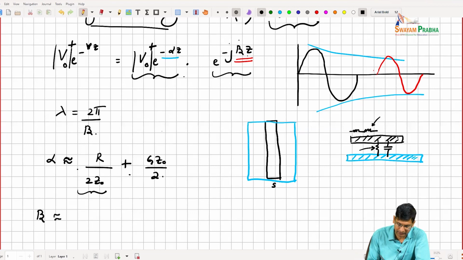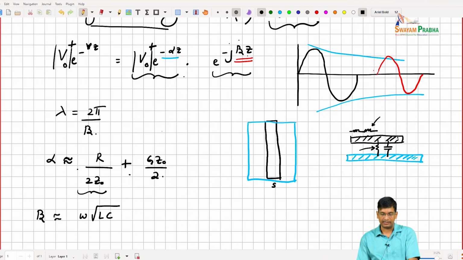And beta itself, we can approximate as omega square root LC. So this basically says that as I increase the product of my L and C, as L and C are both getting larger and larger, then the wavelength of my line is getting shorter and shorter. So if I want to have a short effective wavelength in my transmission line, I need to have high unit L and high unit C.